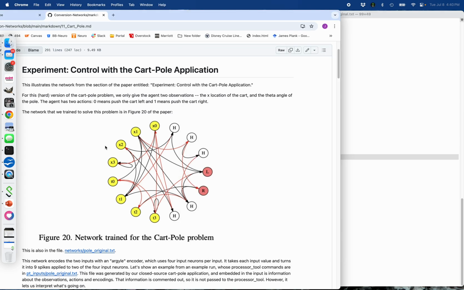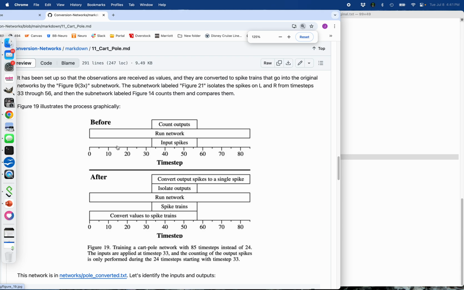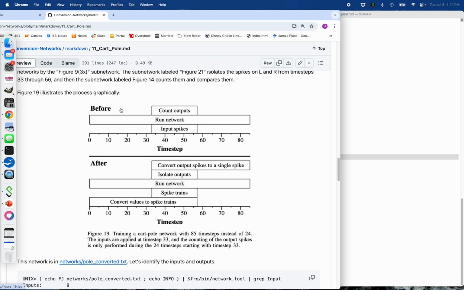Okay, let's just look at a picture of that because it helps to visualize it. All right, so here's how we trained. We would run 33 time steps. That's running the network, but it's not doing any input spikes. Then we do the input spikes in that middle 24 time steps, and that's also when we count the outputs. And then we run an additional 33 time steps at the end, and we do that all over and over again.